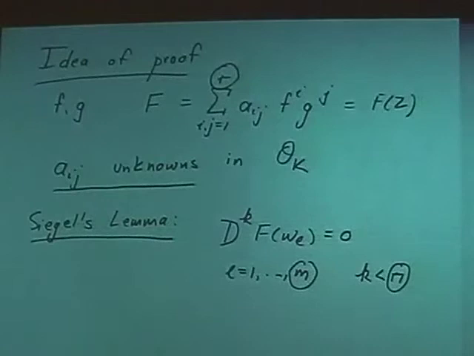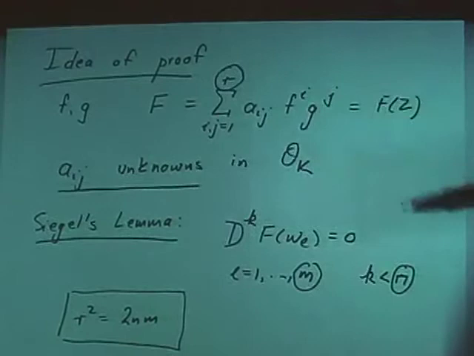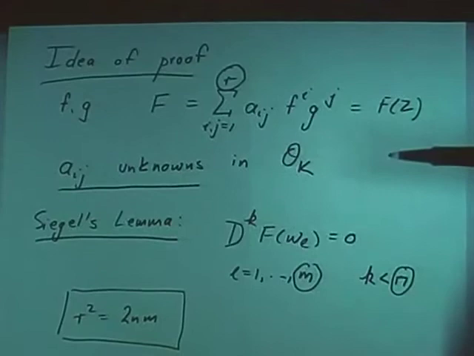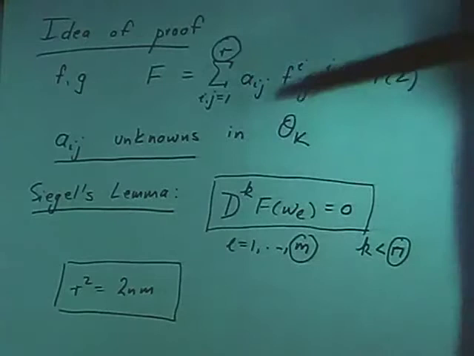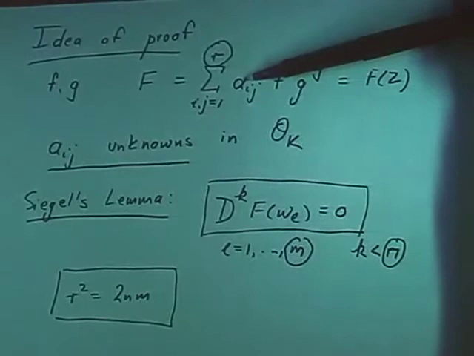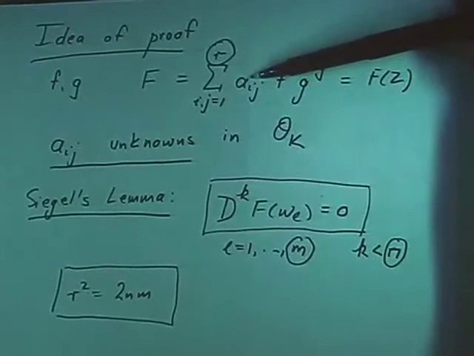So if you put r squared equal to 2nm, then there are twice as many unknowns as equations. So the system is underdetermined. So this gives you an underdetermined system of linear equations in the aij, so you can certainly solve it. And Siegel's lemma gives you a bound for the arithmetic size of a solution. So the existence of the solution is just a consequence of linear algebra, and the lemma of Siegel says that you can get a solution of the system such that the aij aren't too big.